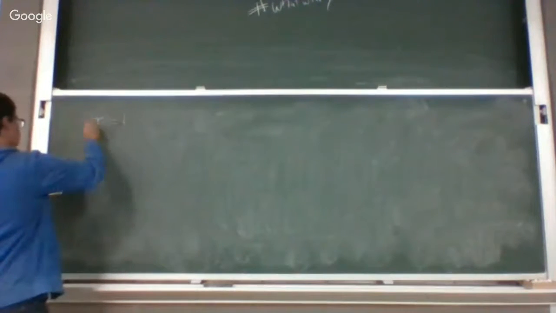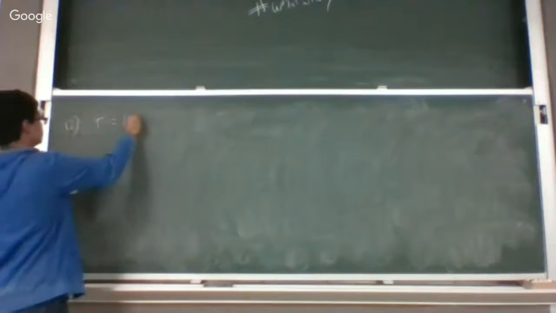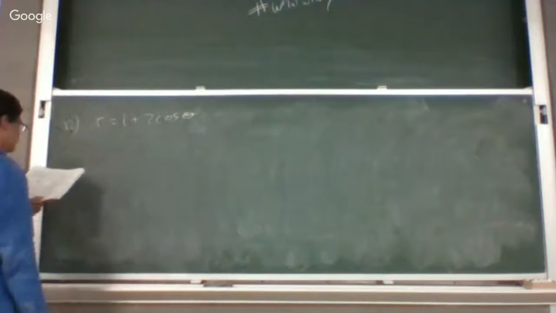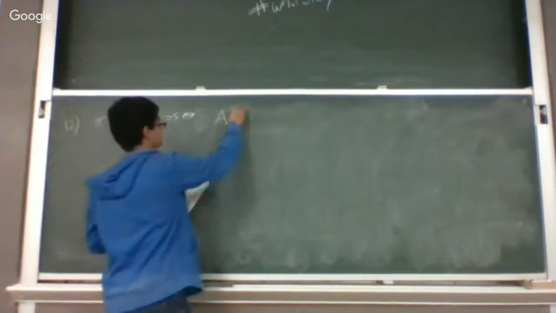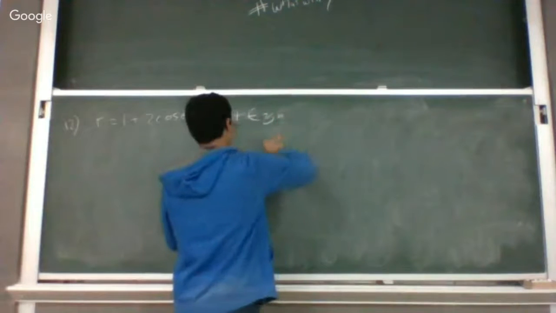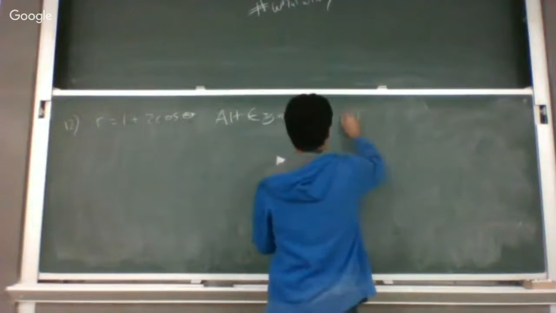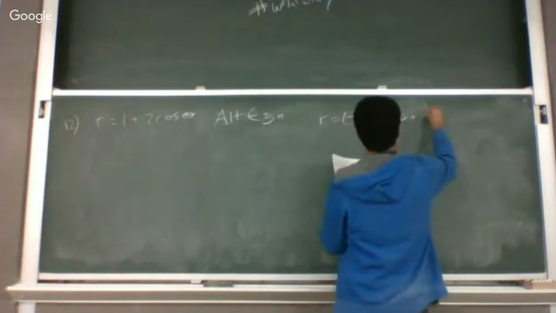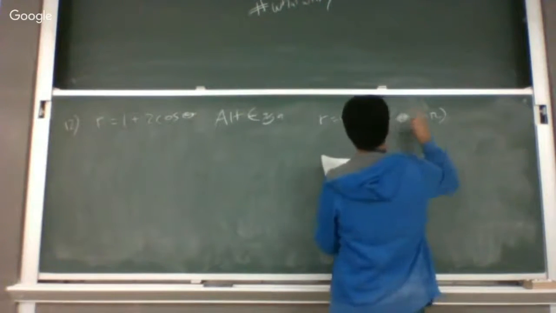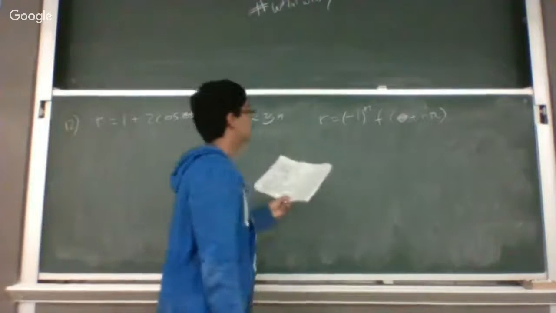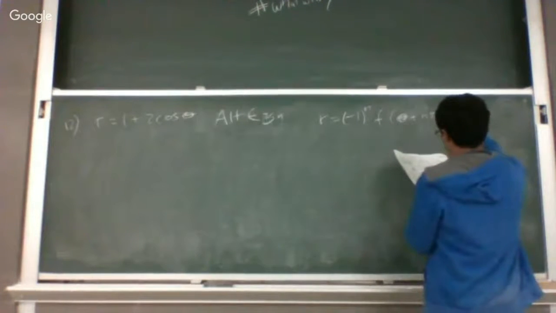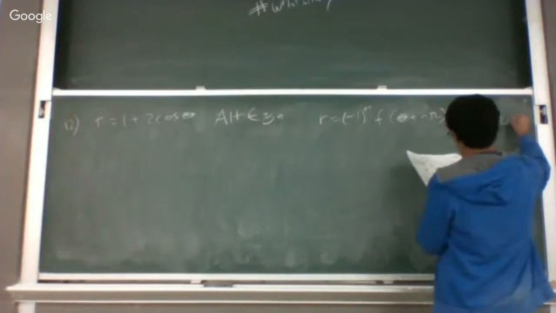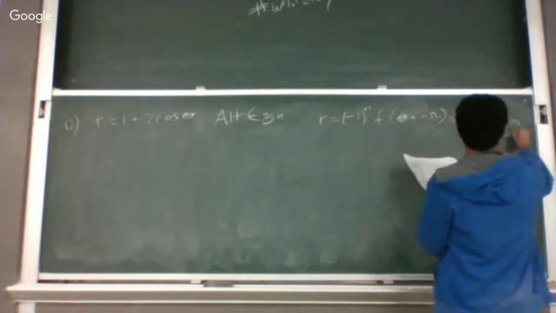R is equal to 1 plus 2 cosine of theta again, for number 12. We have to find the alternate equations. R is equal to negative 1 to the n is the formula, with the function of theta plus n pi. So in this case, it would be negative 1 to the n times 1 plus 2 cosine of theta plus n pi.